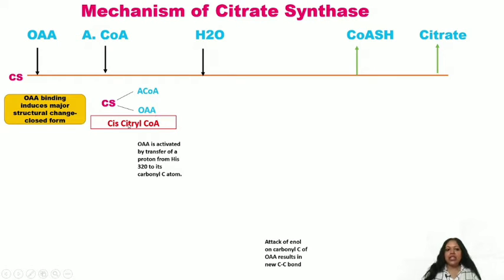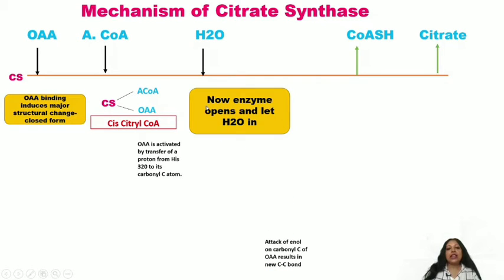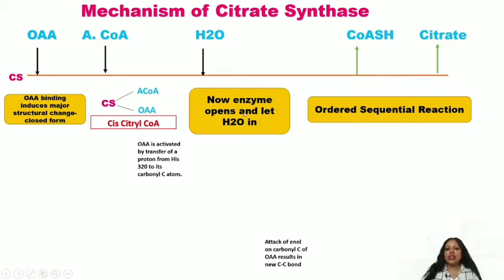Now, you have citryl coenzyme A in the active site of the enzyme. Now, the enzyme finally opens and lets water in. So, if we do a quick recap, what happens first? Binding of oxaloacetate causes the enzyme to convert into closed form, and formation of citryl coenzyme A causes the enzyme to open and let water in. Why is it important for H2O to come in? Because it causes the hydrolysis of the thioester bond of acetyl coenzyme A to release coenzyme A SH and citrate, the final product of this reaction.